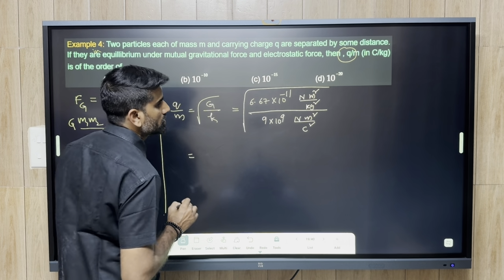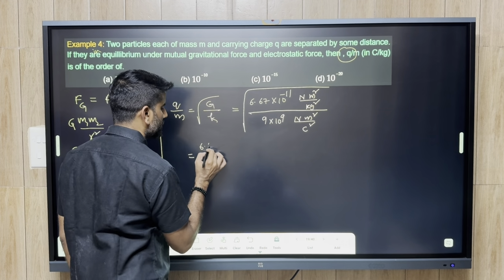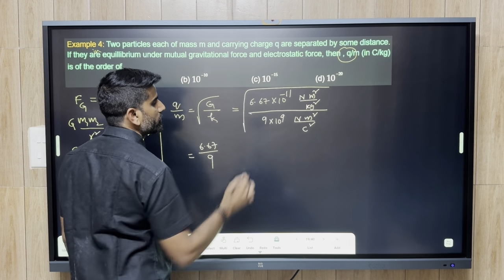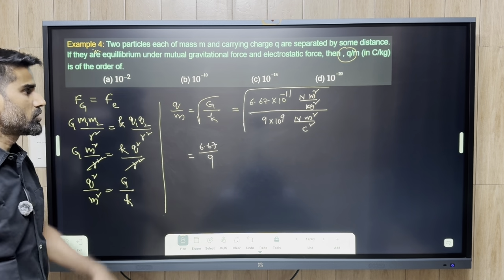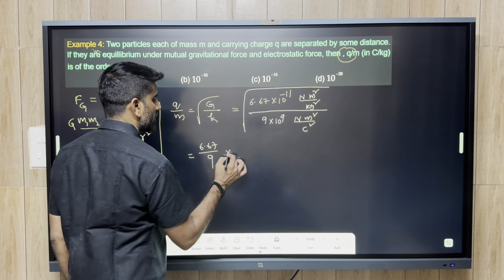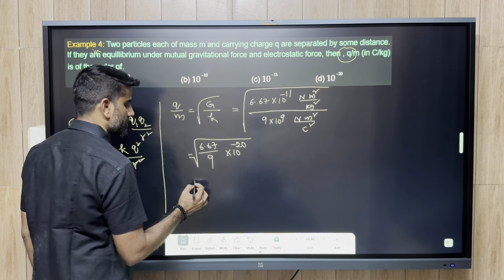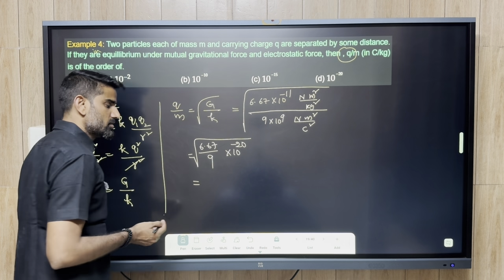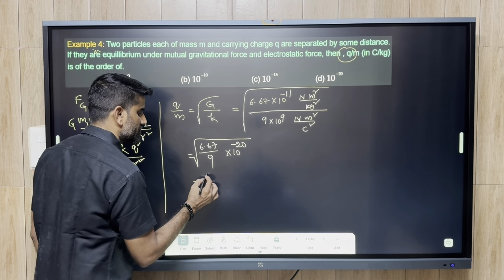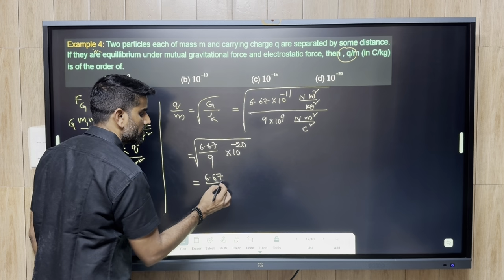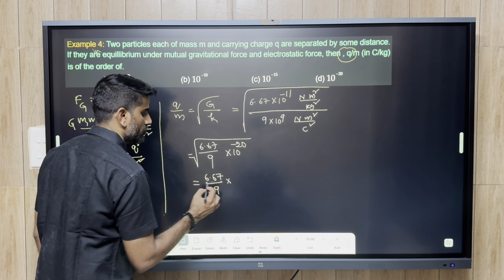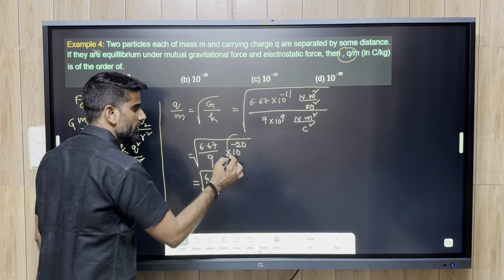Okay, so I'm solving this equation: 6.67 upon 9. If I take this 10 to the 9 in the denominator to the numerator, what am I getting? 10 to the minus 20 under root. And this is a quantity where we will get a 0 point something. 6. I'm leaving it right here. 9 into this root is there.